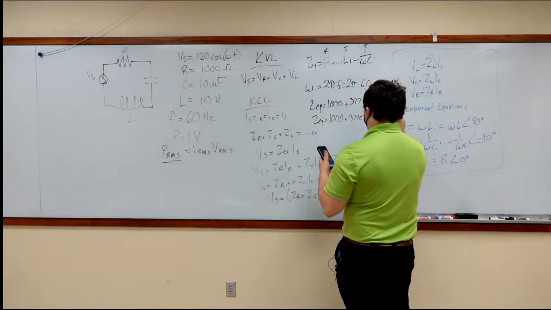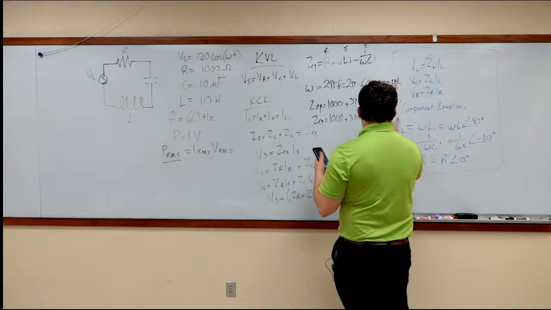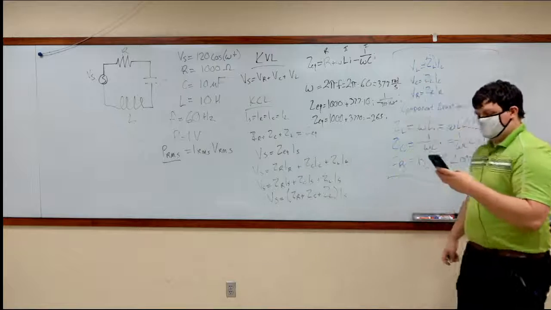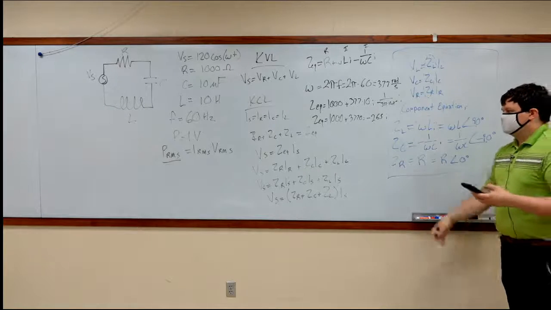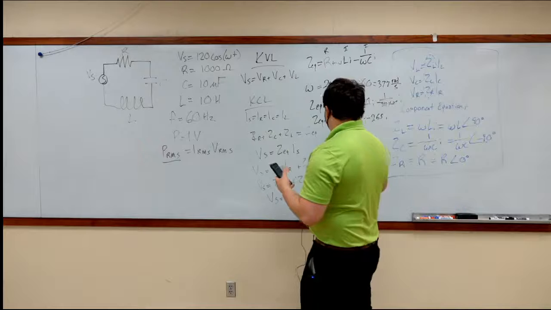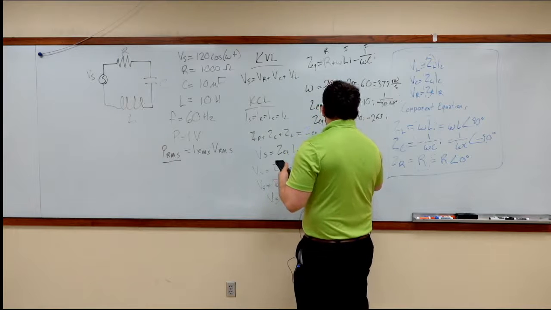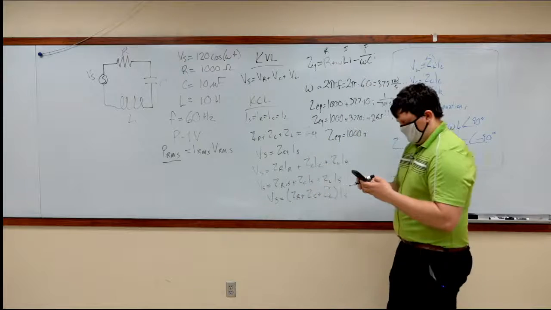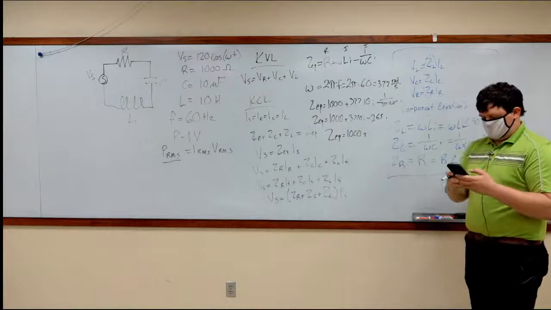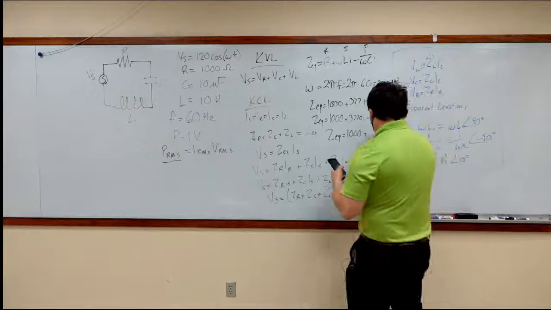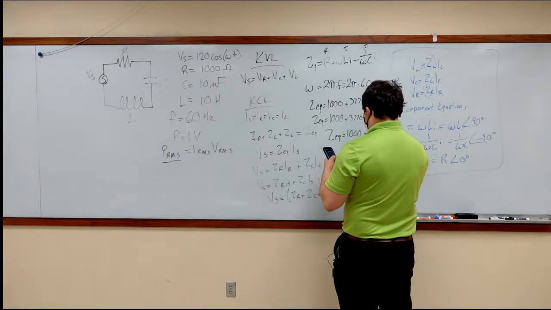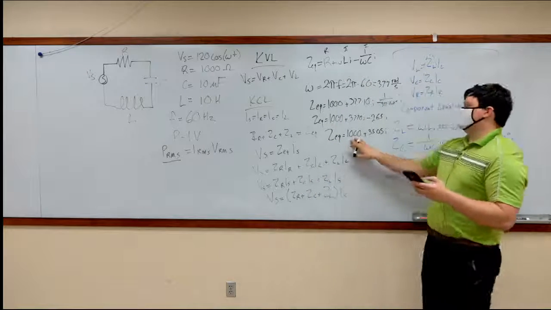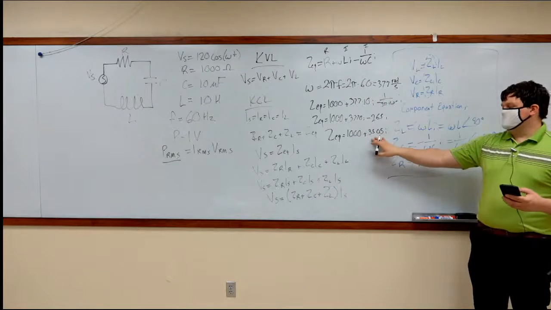265 point, no, we don't need a point. Truncating there. So if we combine our two imaginaries, we get ZEQ is equal to 1,000 plus 3505 i. Here's our real, here's our imaginary.